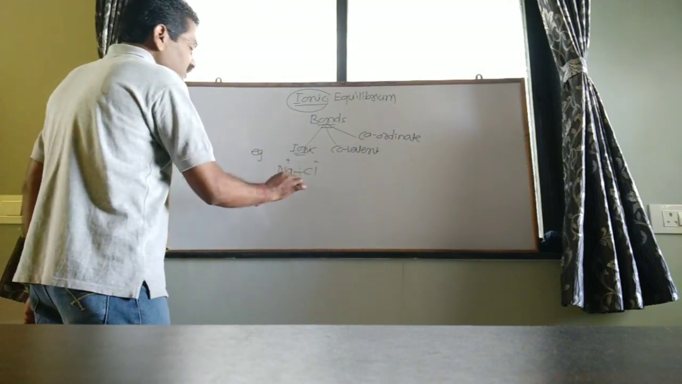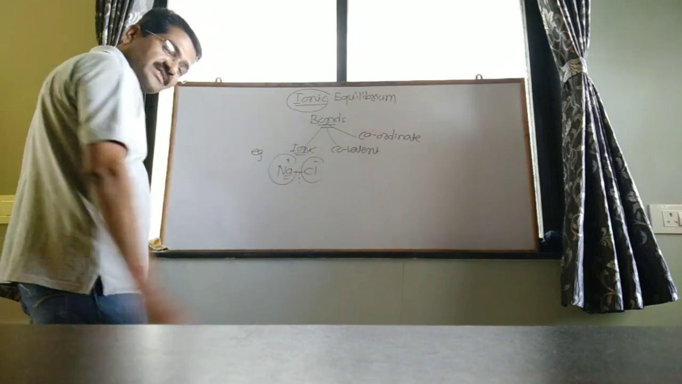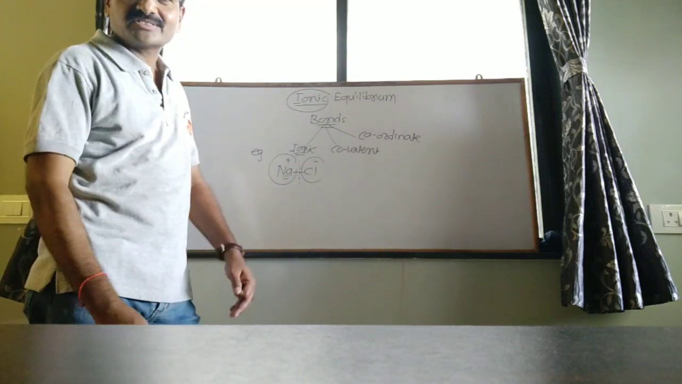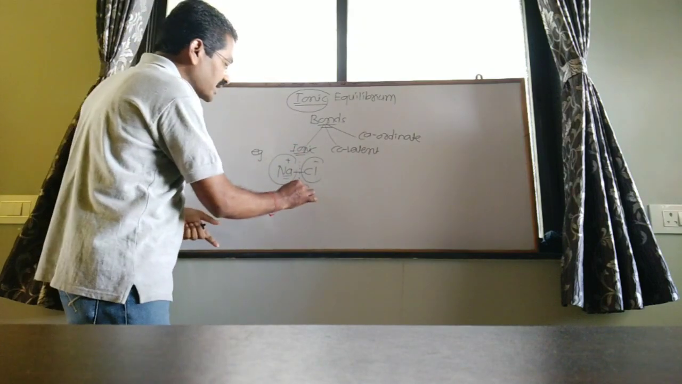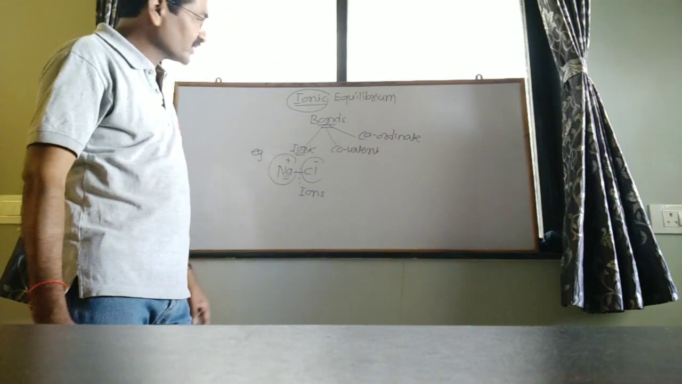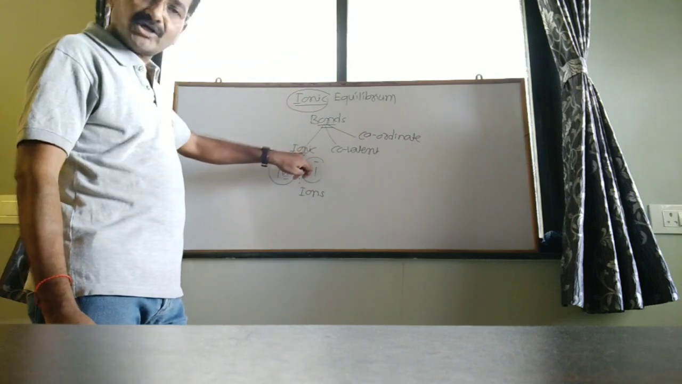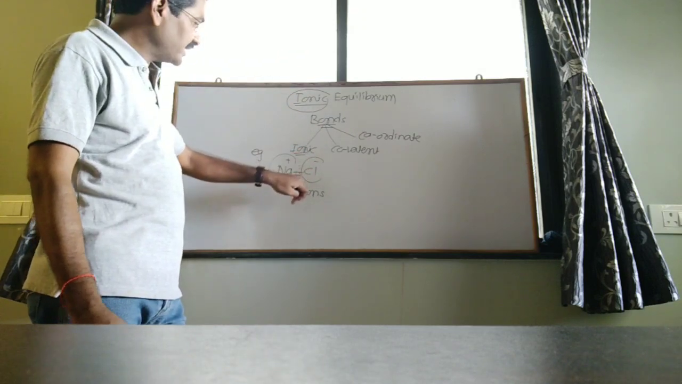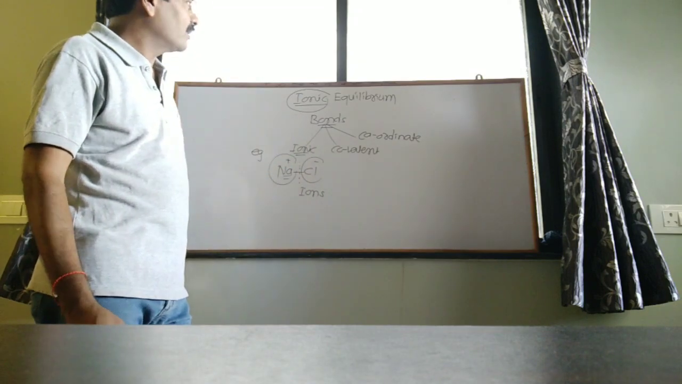Positively charged ions are called cations and negatively charged ions are called anions. So when the ionic bond breaks, it gives ions. The term ionic is obtained from the ionic bond. Likewise, the example NaCl gives Na plus and Cl minus.